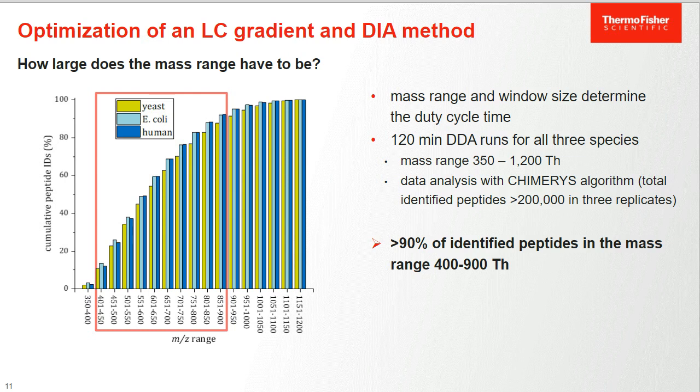So these identified peptides were binned in m/z of 50 from 350 m/z to 1200 m/z. And as you can see, most of the peptides fall within the mass range of 400 to 900 m/z, almost 90% of them. So this is a very important factor in order to have an optimum mass range for our DIA method.